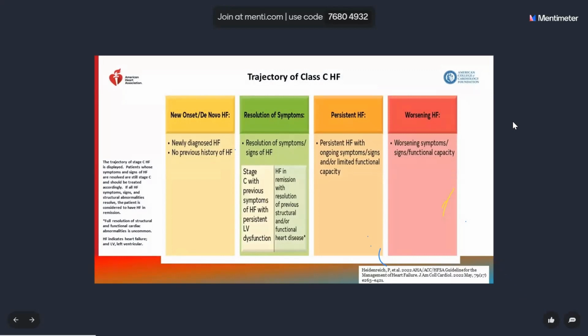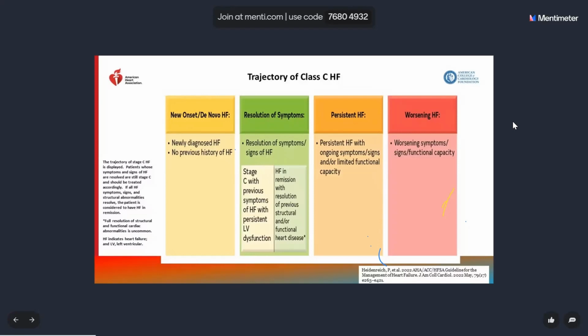Patients who've had resolution of symptoms, so this is always the victory that we're going for, that we've got them on great medical therapy. They were symptomatic and now they're back to their old selves, doing whatever they want to do without limitation. Persistent heart failure, these are patients that still have some degree of limitation, maybe, but not as bad as they did when they initially had an exacerbation or decompensation, but they're still limited at some point.